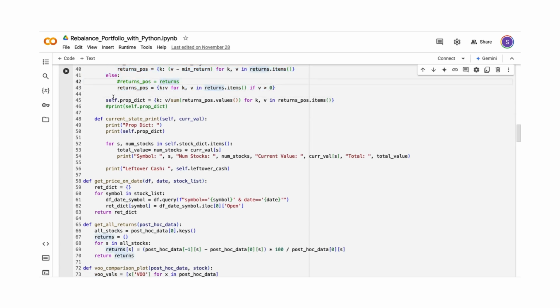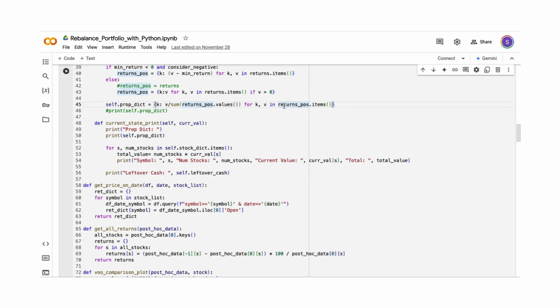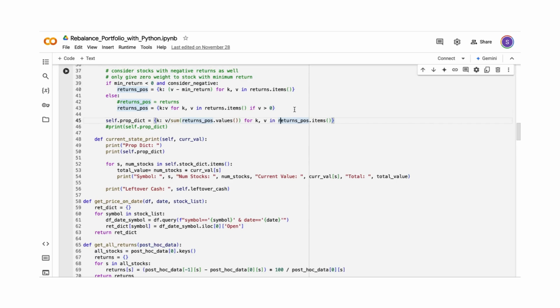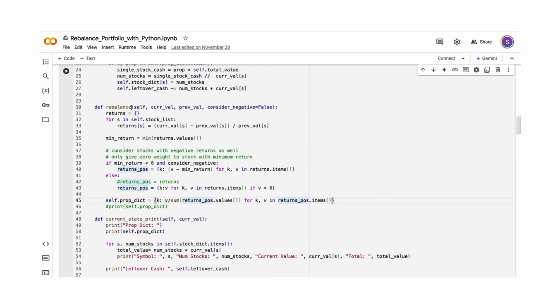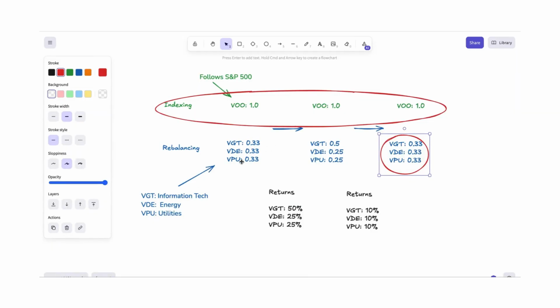And then once we have done this, we define a new proportion dictionary, which contains the return divided by the sum of all the returns for each of these items. These items may either be all of the stocks or only the ones that have a positive return. So this is the meat of the class. When we call this rebalance function, it is able to define this proportion dict, which is exactly the same as this dictionary here, or this one, or the one here.